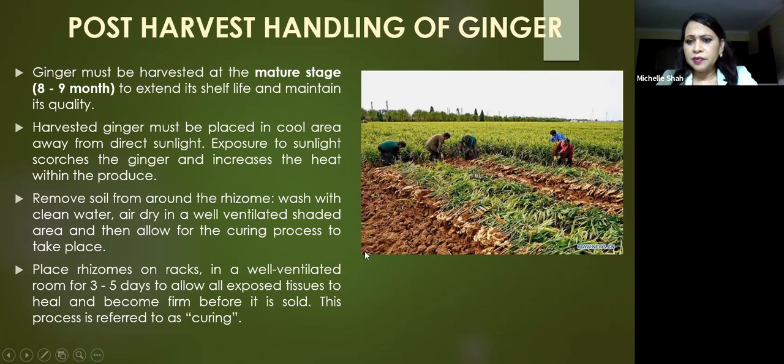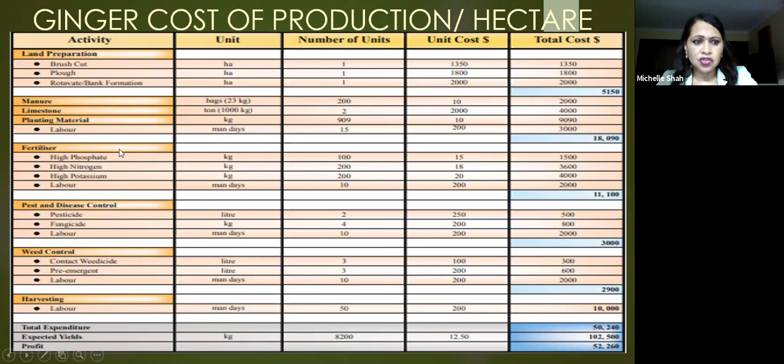So this is the harvested ginger in the field. This is the cost of production, and in Trinidad, ginger has a high cost of production. It brings a lot of profits, and we see 50,000 is the cost of production per hectare. The basic activities are, again, land preparation, then application of manure, then fertilizer application, pest and disease control, weed control, and harvesting.